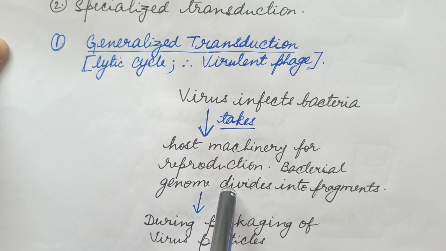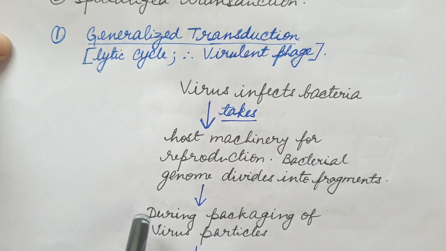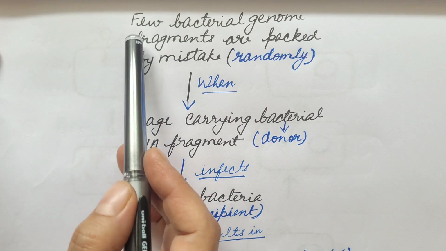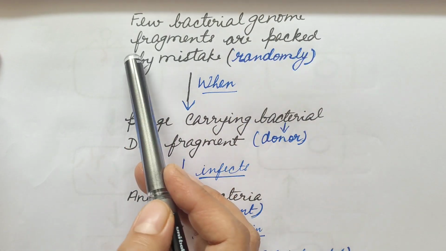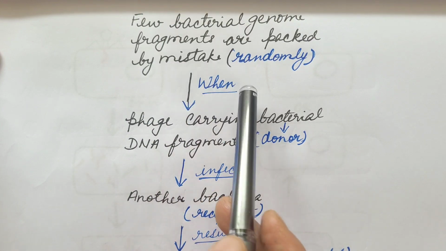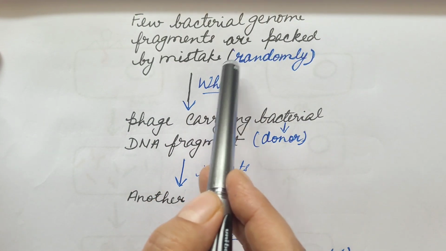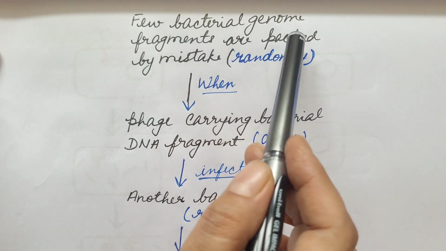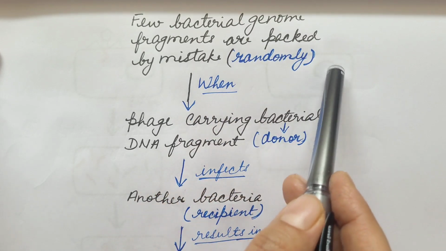The bacterial genome is divided into fragments. And when the packaging of virus particles takes place, a few bacterial genome fragments are also packed by mistake. And these fragments are random. So we say that bacterial genome packing is random.